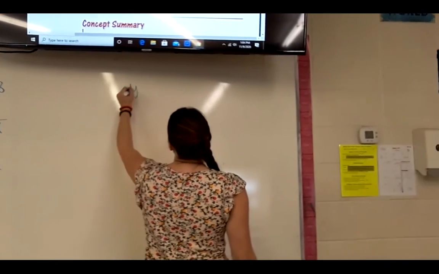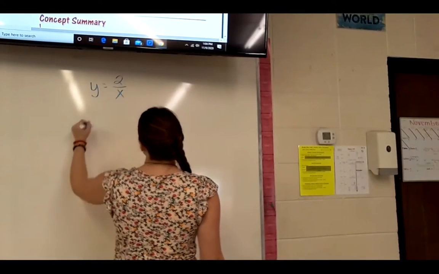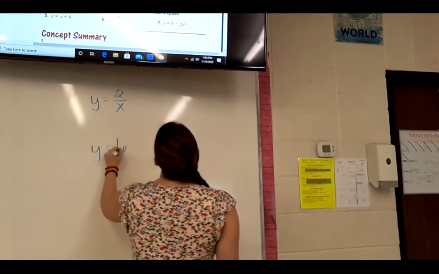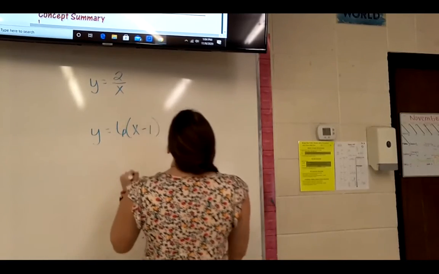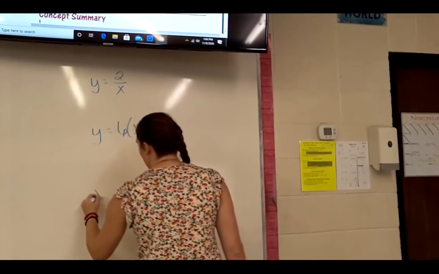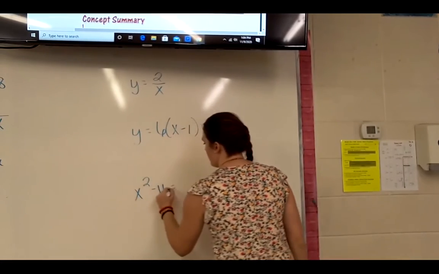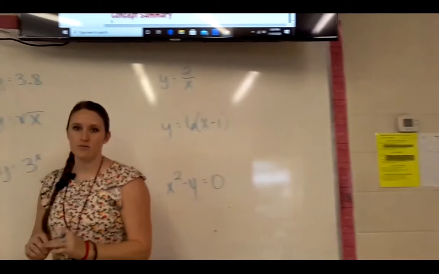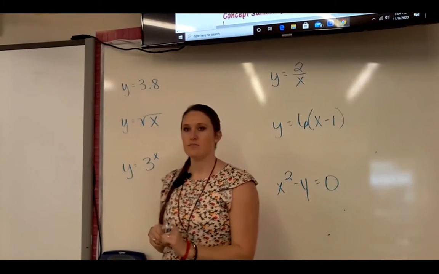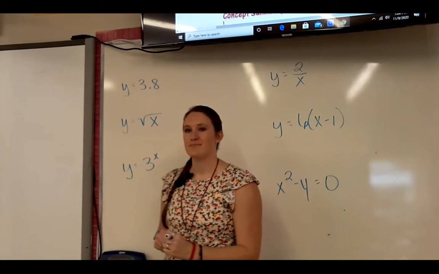Y equals 2 over x. Y equals 6 times x minus 1. And then x squared minus y equals 0. So write those 6 down. Let me skip back over so you can see those. It's basically the same problem, but from like 50 different dimensions.